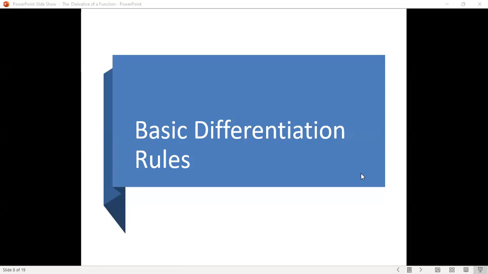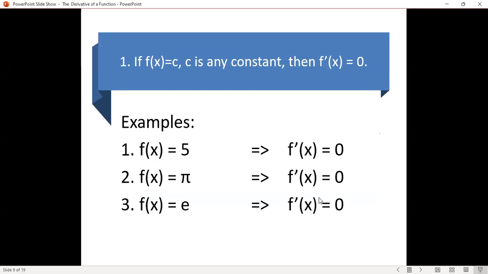However, you don't have to perform the 4-step rule every time you're asked to find the derivative because we already have basic differentiation rules. So let's go over these rules. The first rule is if f of x equals c, that is c is a constant, then f prime of x is 0. So the derivative of any constant is 0.